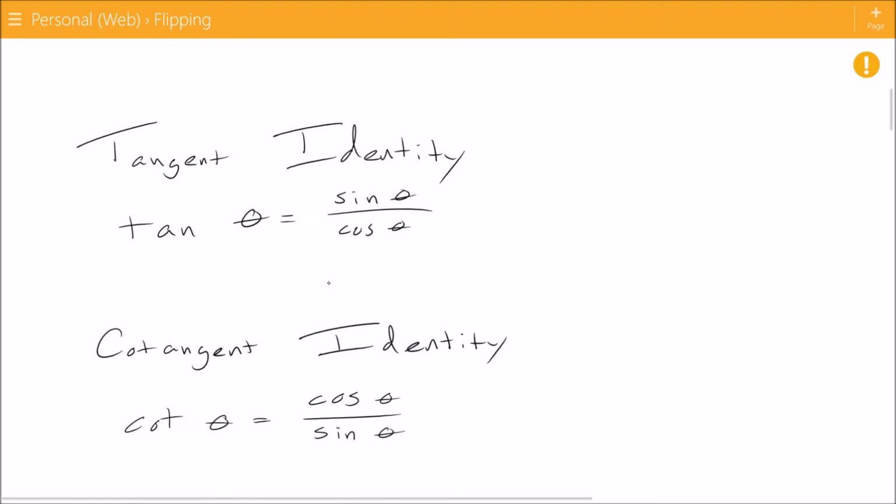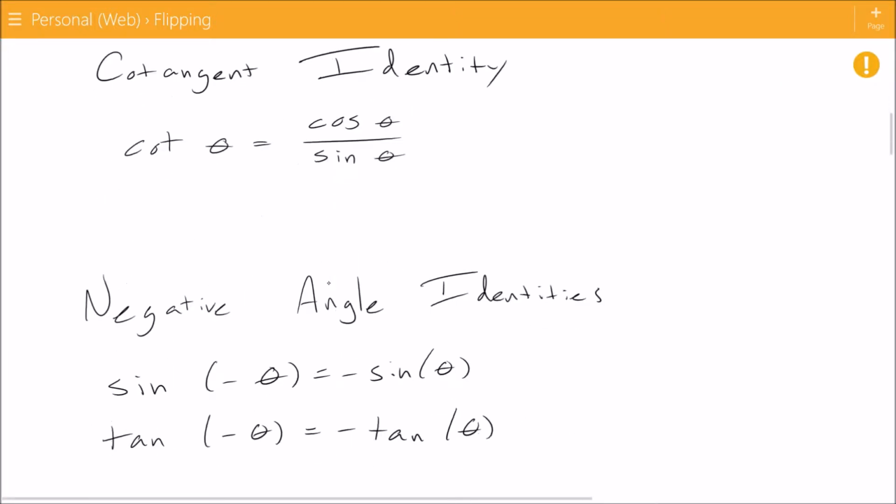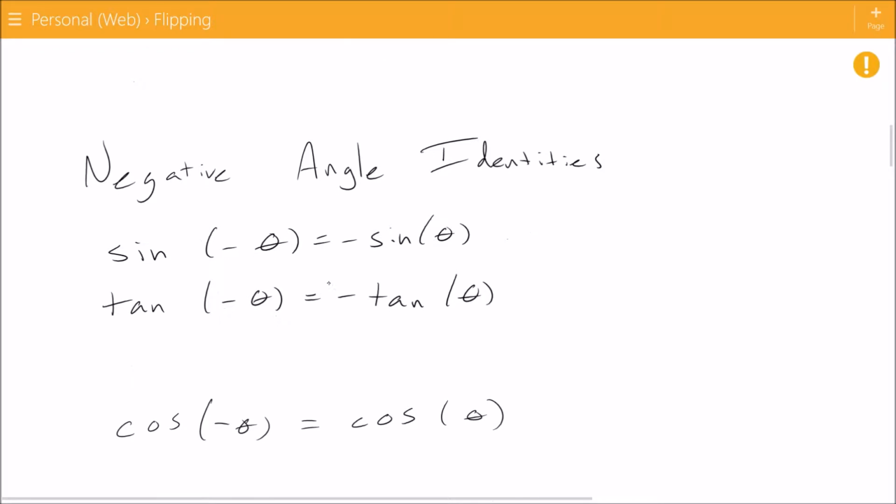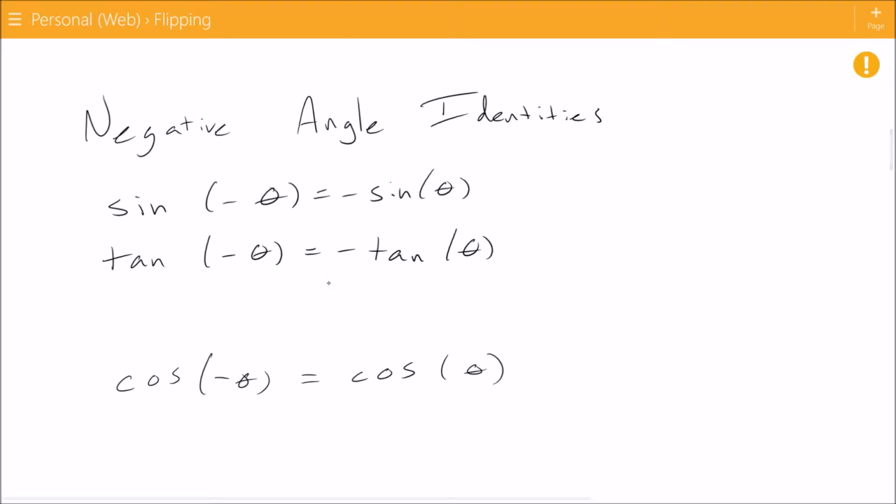Tangent identity, cotangent identity. We've also seen this before. Again, basically definitions of what tangent and cotangent are. Tangent of theta is sine of theta over cosine of theta, and cotangent of theta is simply the reciprocal of that. It is cosine of theta divided by sine of theta. I'm moving quickly because we've seen this. Negative angle identities. We've looked at this as well.